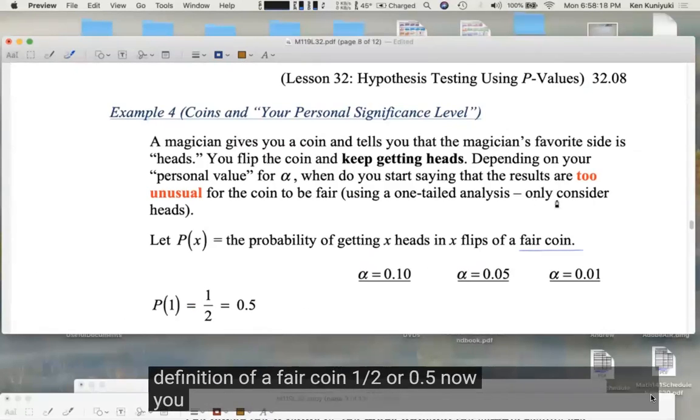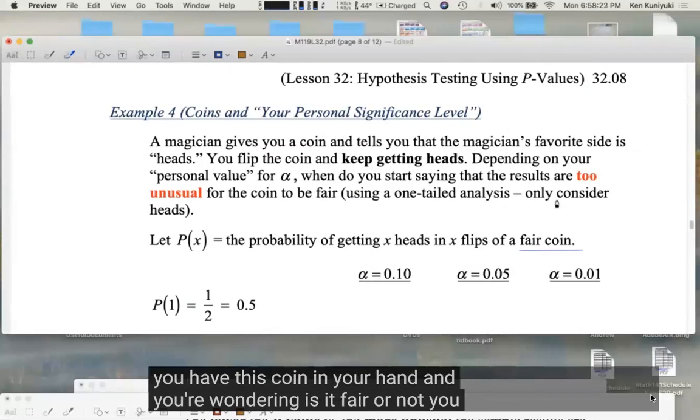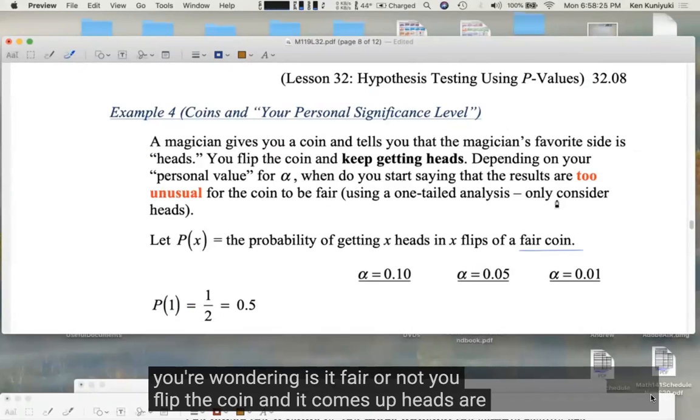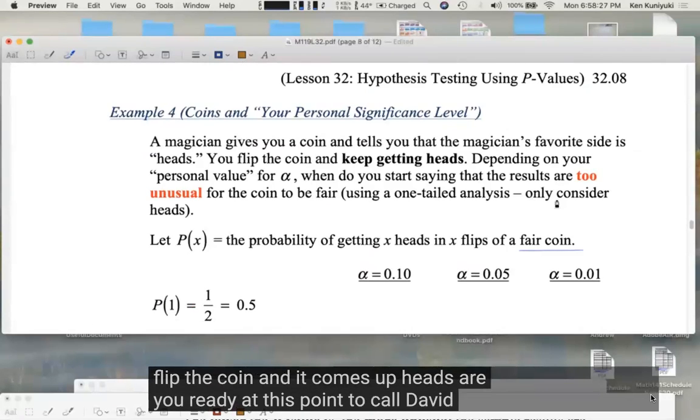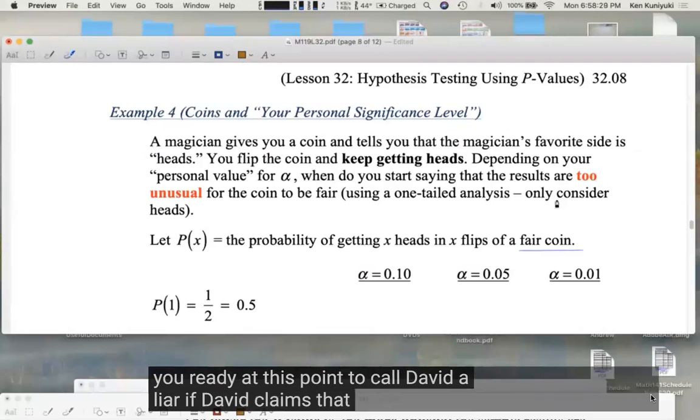Now, you have this coin in your hand and you're wondering, is it fair or not? You flip the coin and it comes up heads. Are you ready at this point to call David a liar if David claims that the coin is fair?